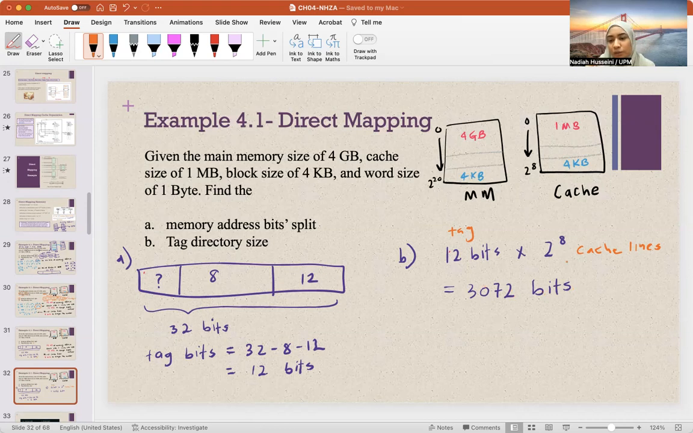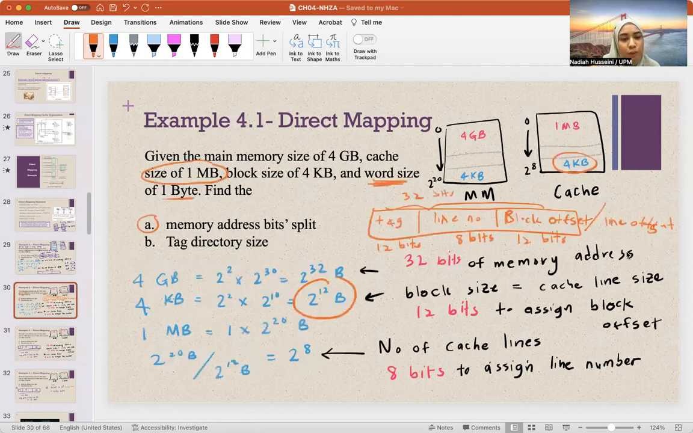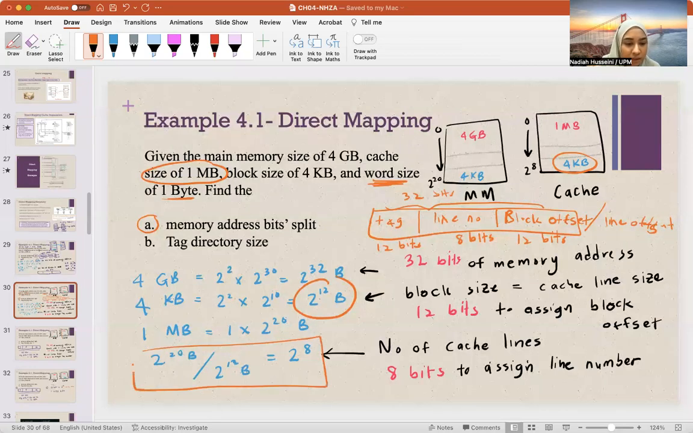Okay, so how did I know that the number of cache lines is 2 to the 8? Let's go back. It was here. We did the cache size divided by one cache line size, and you would get the number of cache lines, which is 2 to the 8. 2 to the 8 means that you need 8 bits to assign the line number. Okay, let me repeat myself over there.